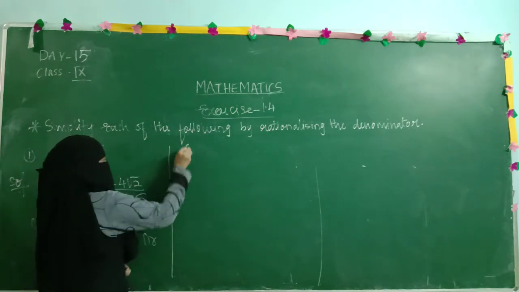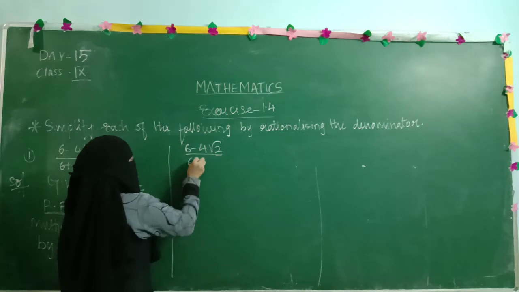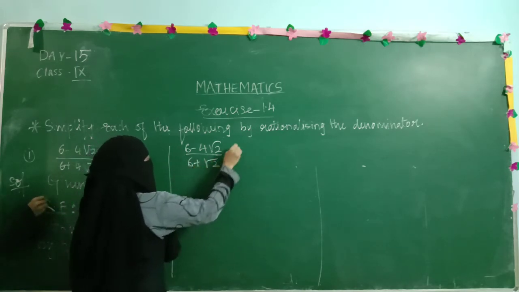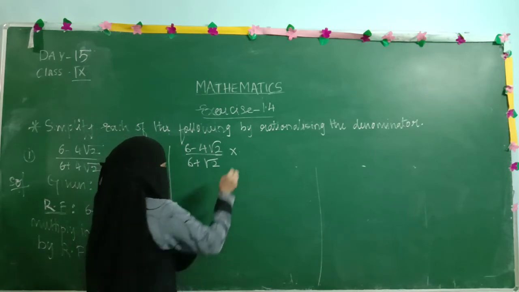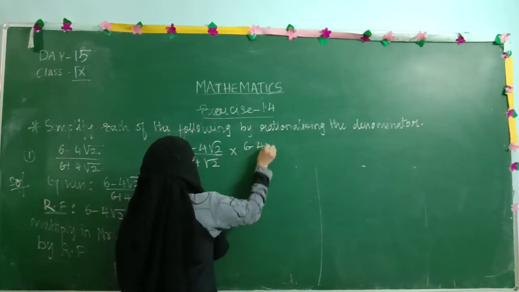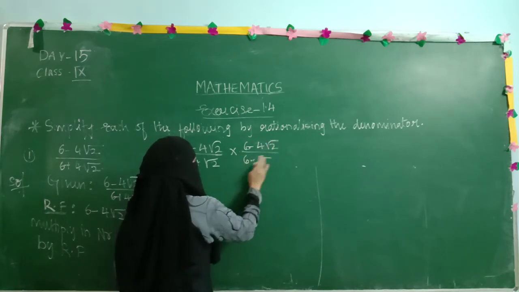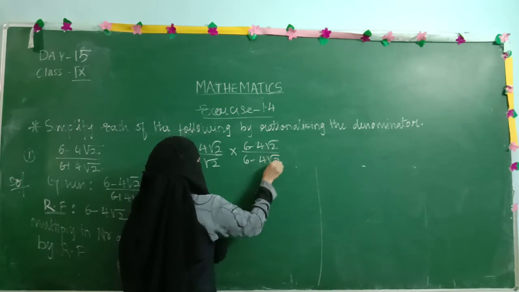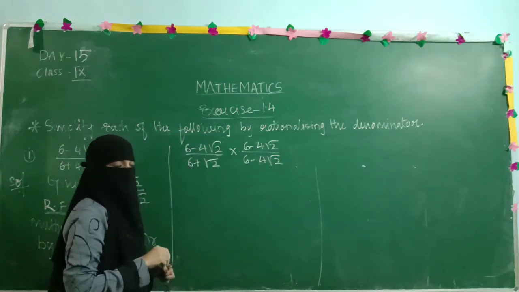So the question is given as 6 minus 4 root 2 by 6 plus 4 root 2. This we are multiplying with the rationalizing factor. What is our rationalizing factor? Yes, exactly, 6 minus 4 root 2 by 6 minus 4 root 2. This is our rationalizing factor. In the numerator and the denominator, both sides we are multiplying.